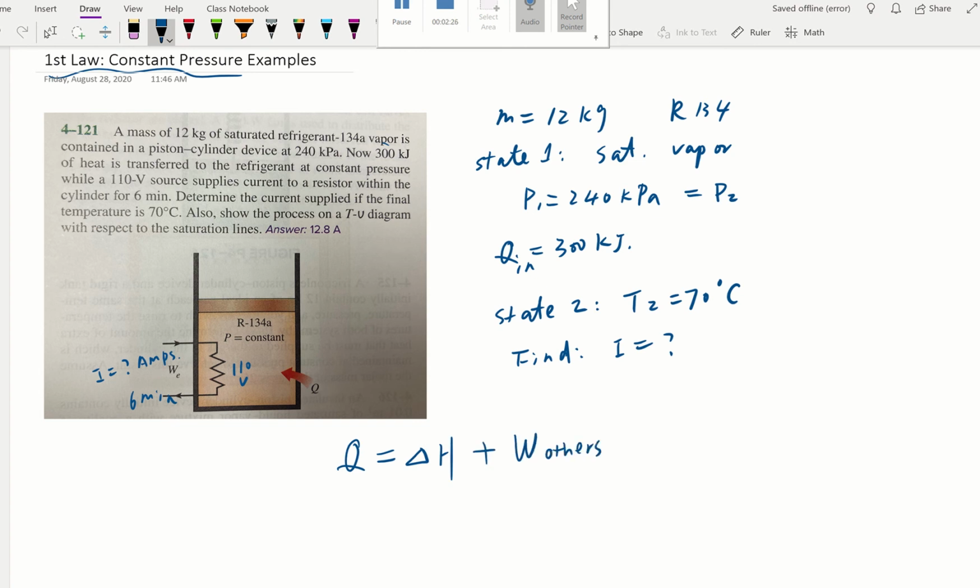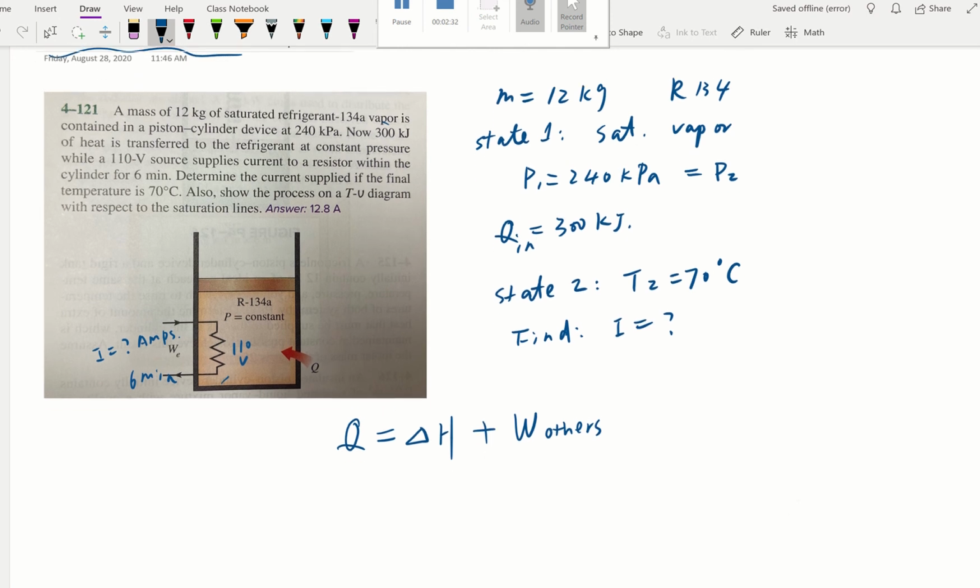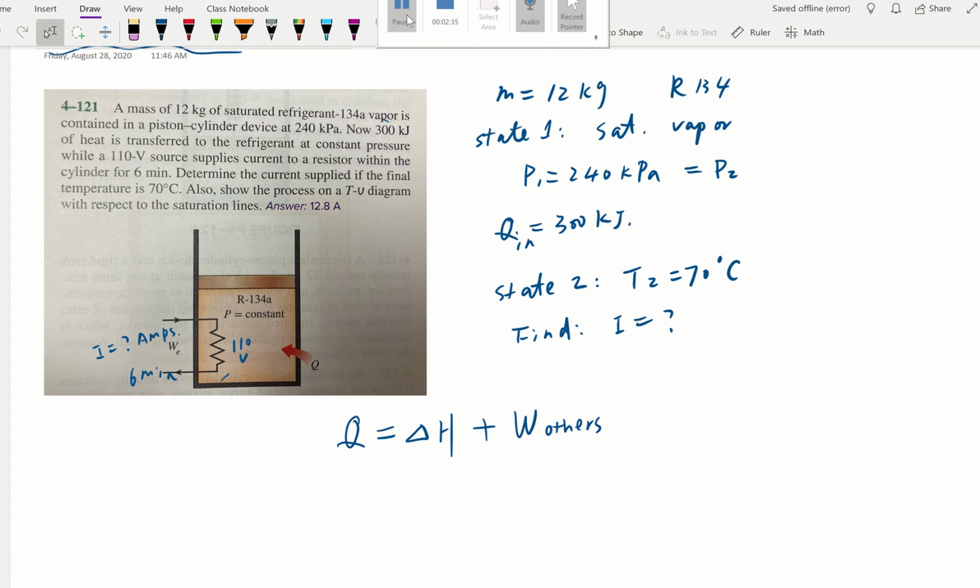For this problem, there are other types of work because there's electrical work here. Now let's take a look. Do we know the heat coming to the system? Yes, we do. There's a heat transfer in. So that's going to be 300 kilojoules right here on the left. That's heat coming in. Then we need to figure out delta H. Delta H is going to be m times small delta h, the h2 minus h1. And we also need to have work others.